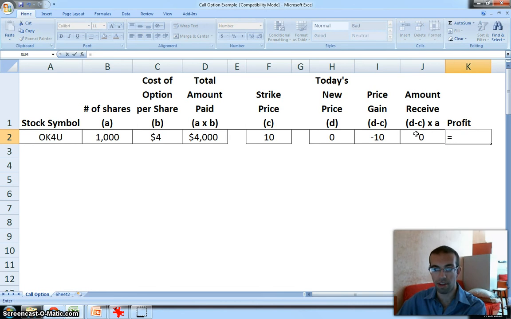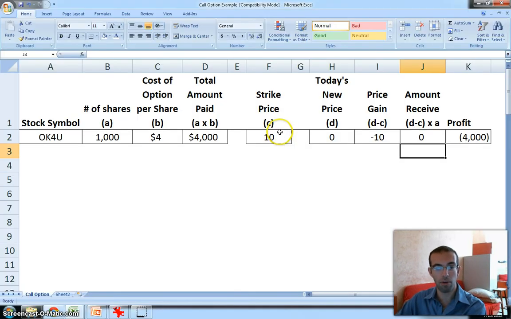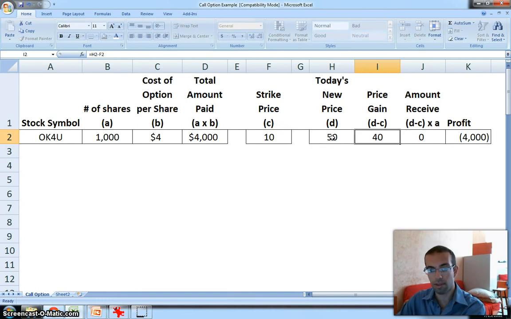So your profit is going to be 0 minus your cost, or negative $4,000, basically the premium amount you paid. So in the next example, this is where you would want to exercise the option. Today's price is $50. So if you put 50 in for today's new price, the price gain is $40 a share, 50 minus 10. The amount that we would receive would be the 40 times the 1,000 shares, $40,000. And our profit then would be $40,000 minus the premium that we had paid, or in this case, $36,000.